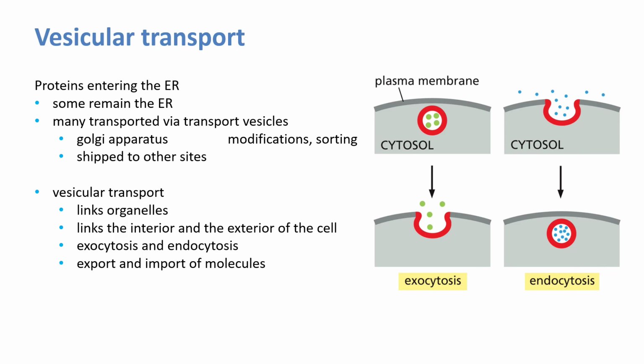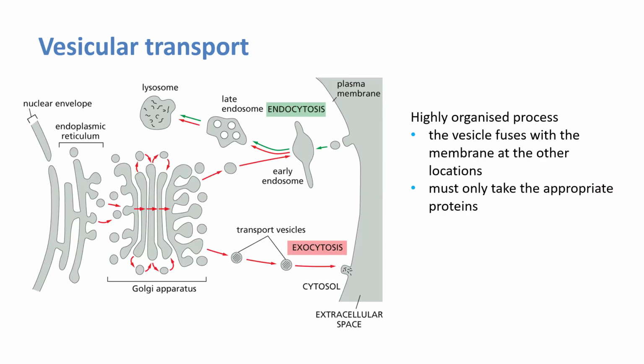And these two processes are known as exocytosis, when cellular contents are released to the environment, and endocytosis, when external molecules are taken up by the cell. So this allows our cell to import and export molecules. So this is an overview of how the process works.